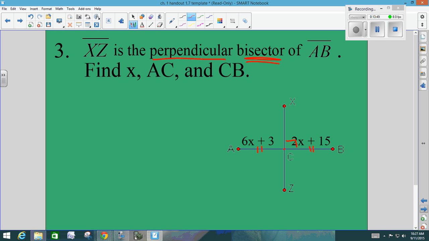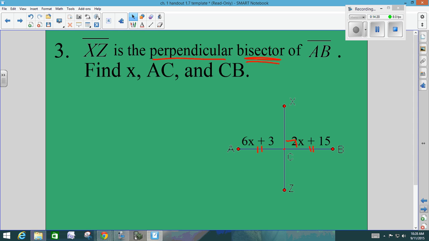How do you know that, though? Because there's no degree symbol after the expression. Good, because there's no degree symbol after the expression. Sometimes, like that little 6-question thing I gave you, I had parentheses 2x minus 15, and then I put a degree symbol. Then I knew I was talking about the angle. If there's no degree symbol, then we're talking about the segment.